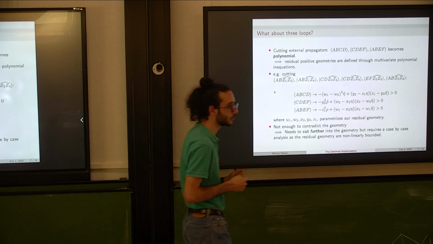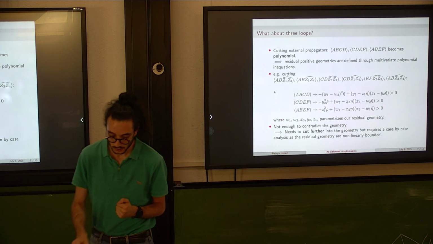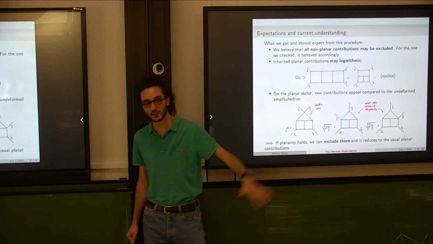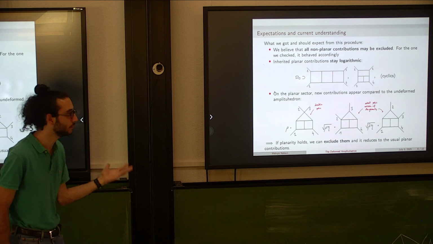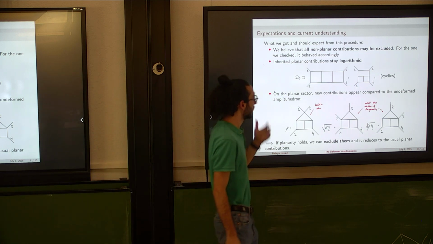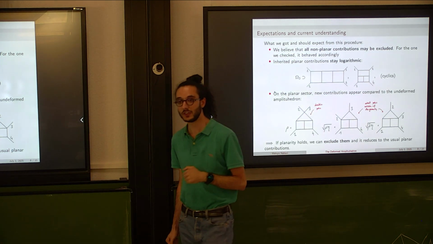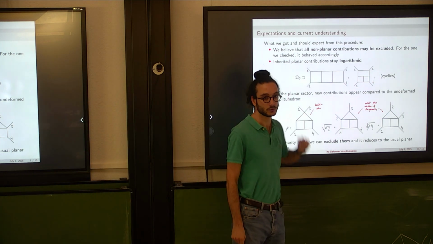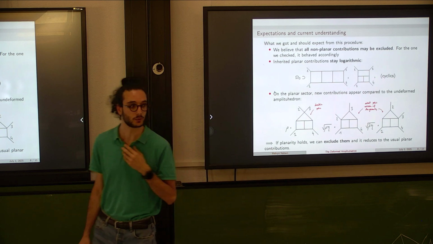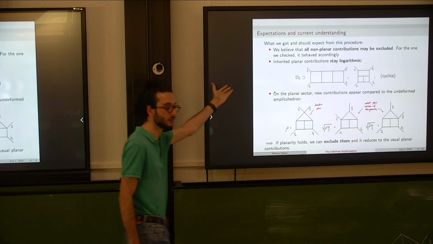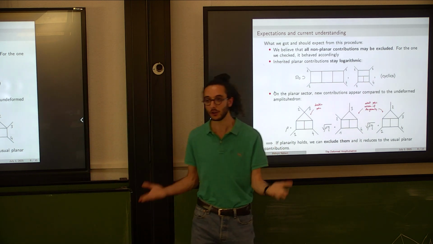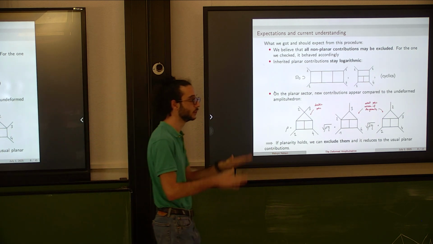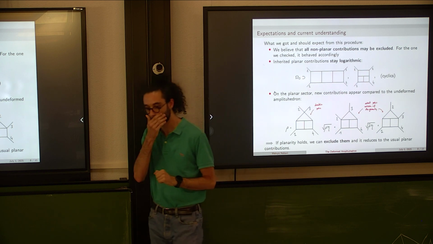But we have some expectation of what happens with this procedure. Most of these terms correspond to non-planar contributions, and as we saw in the 1 loop and 2 loop cases, only planar ones will appear. In the 3 loop case, when we try to isolate each of these terms with this residue procedure, we can exclude most of them, all the ones that we already tested. We believe that if we do this procedure completely, all the terms corresponding to non-planar contributions will disappear, and everything will collapse to only planar contributions.